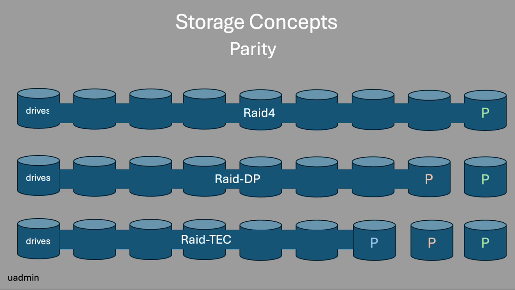And obviously in an aggregate that has RAID 4 as the RAID type, you can lose a single disk in every RAID group.